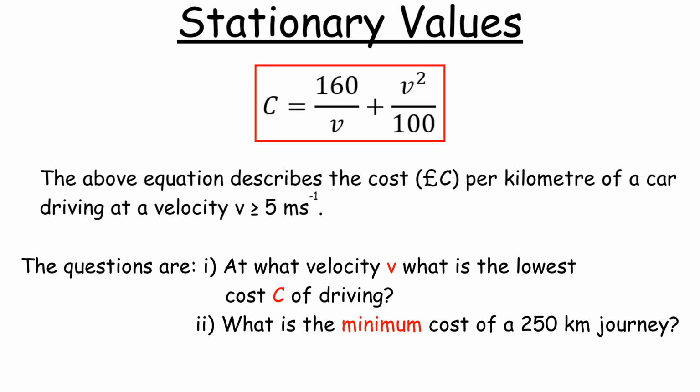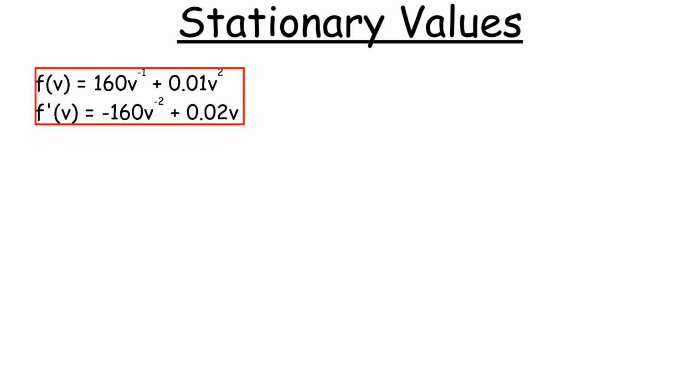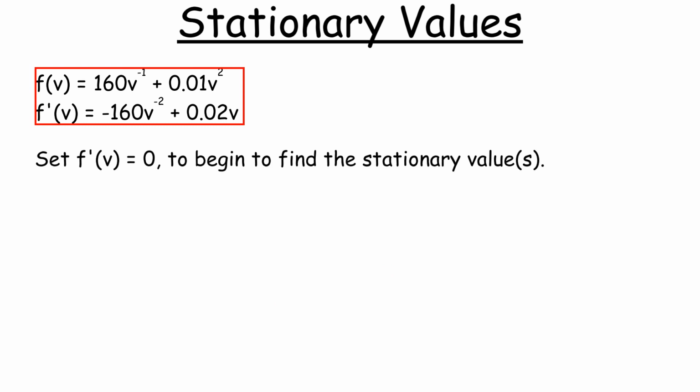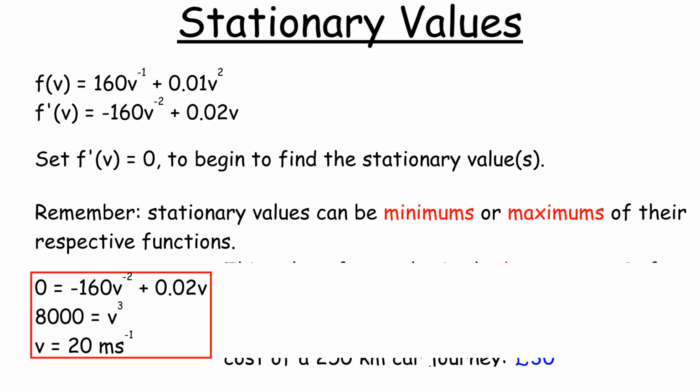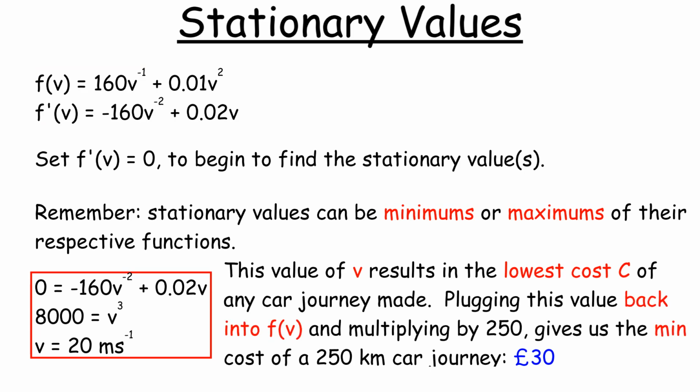We should find the velocity V, which results in a low cost, then multiply it by the total distance, which will result in the total cost. So what I've done here is that I've quickly drawn out the curve and differentiated it once using power law. Because I want to find the stationary value, I set it to 0, and then I solve for V. And that gives me a value V of 20 meters per second.